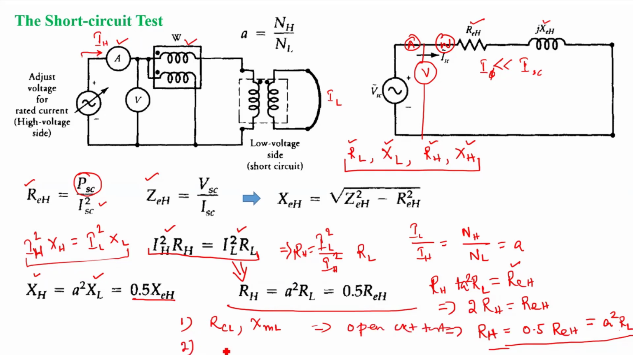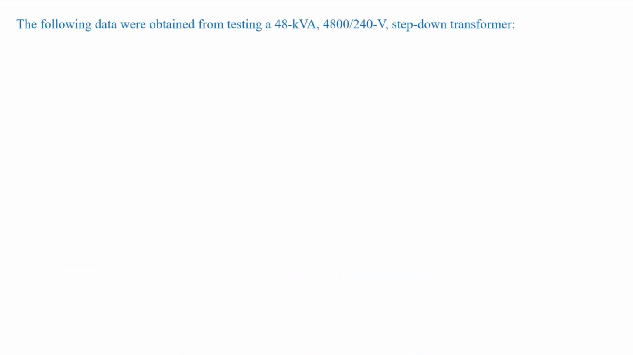And from the short circuit test we found REH and XEH, from which we found RL, XL, RH and XH. So this is the summary. Now we found all the parameters, so we can represent the transformer through the equivalent circuit parameters. So now let us do this problem.